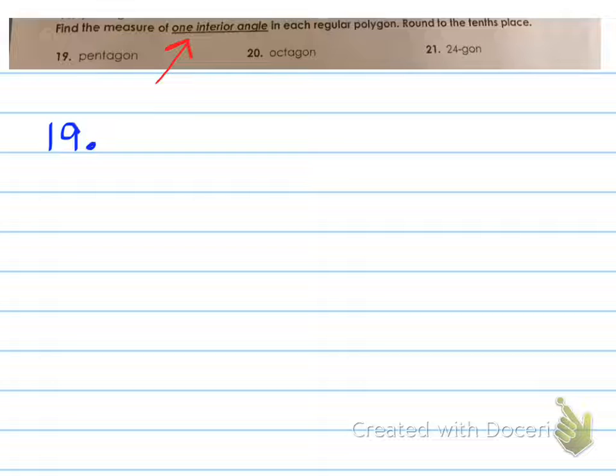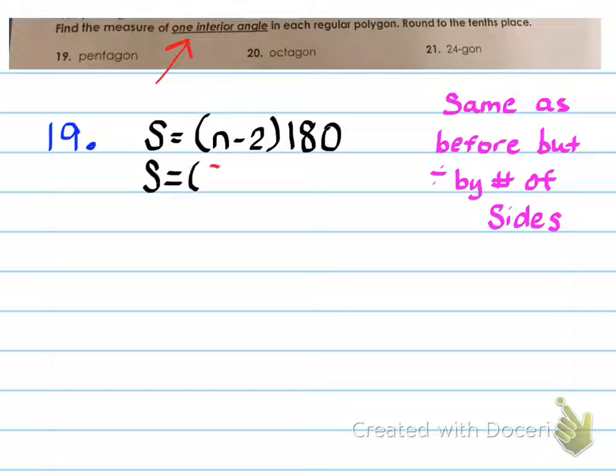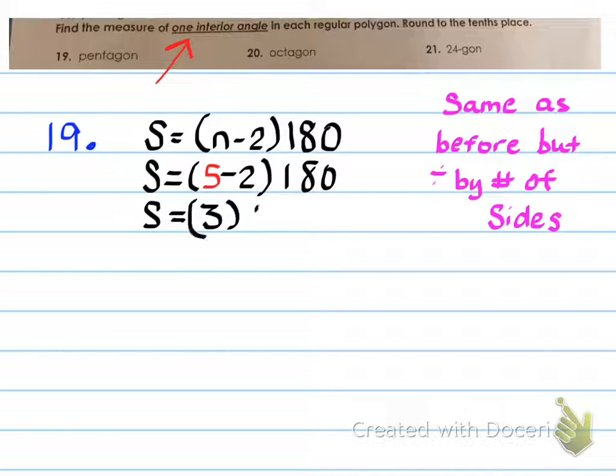So now the directions change a little bit. So let's go ahead and look. It says find the measure of one interior angle. So here's what we're going to do. The process is exactly the same as before. We're using exactly the same formula, but then once we get all the measures of the polygon added up, now we're going to divide by the number of sides. So again, S equals n minus 2 times 180. Go ahead and plug in the 5 for the pentagon. You should still have the math from that previous problem that we just did. And you get 540. So I'm going to pause it right here.